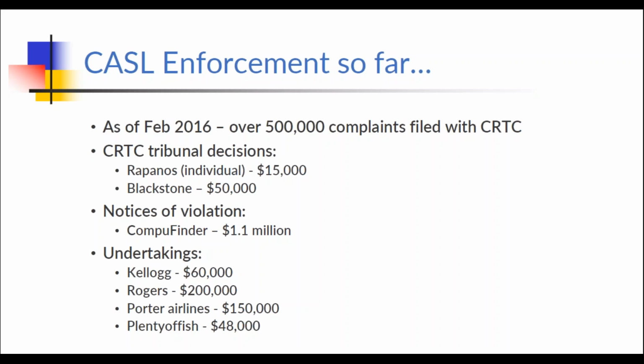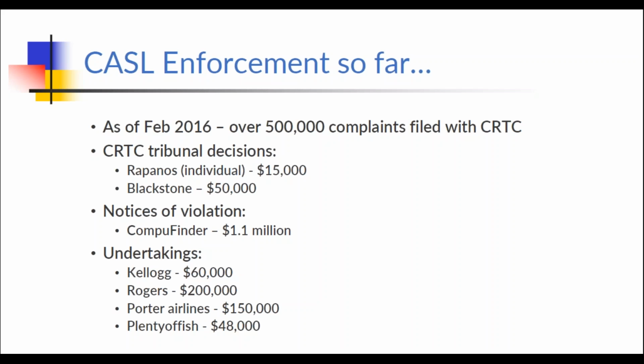So first of all, and I didn't mention it earlier, but it's on my previous slide, one of the things that has been set up by the CRTC when CASL came into force is this website called fightspam.gc.ca. The intention of this website is to make it easy for anyone to complain. If you think of government agencies, especially in Ontario, if you want to file a complaint, often you have to go stand in line and fill out a form. A lot of people just won't bother.